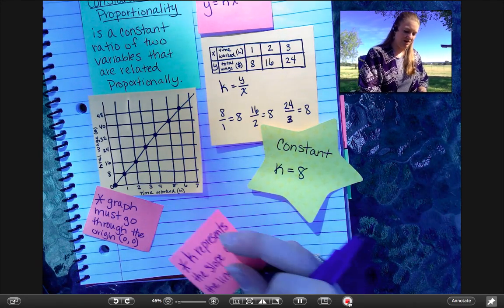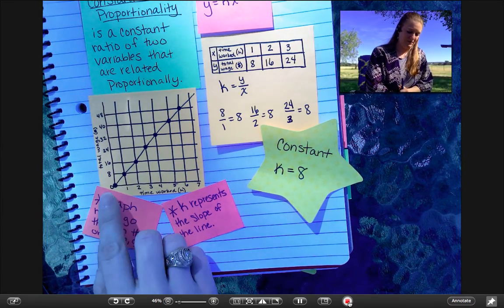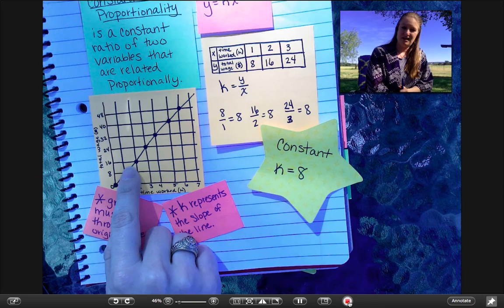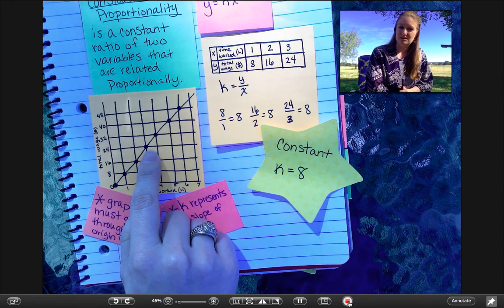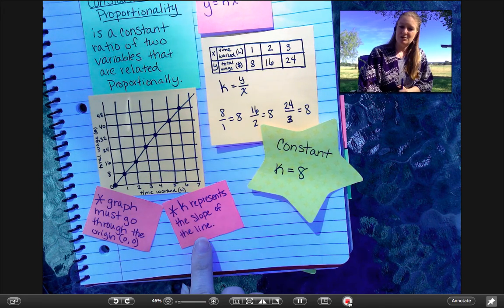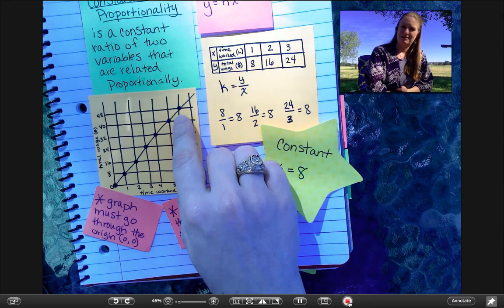Okay, so our k would represent the slope of the line. So for every hour, they got $8, and so on and so forth. So k represents the slope of the line. It's going up $8 every hour that they worked.